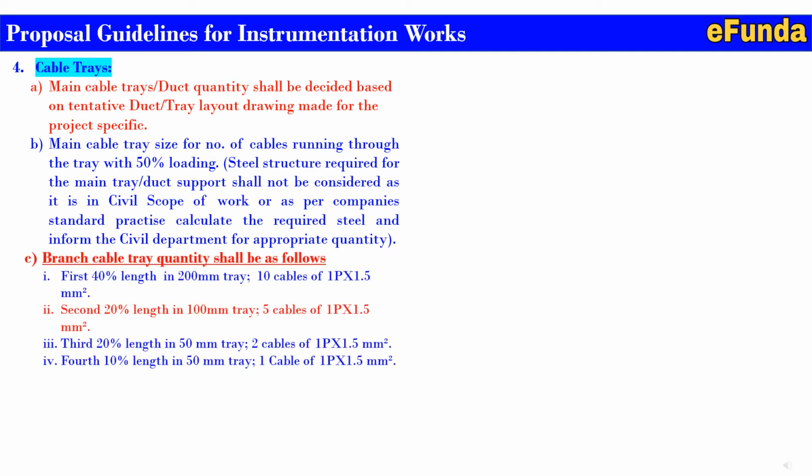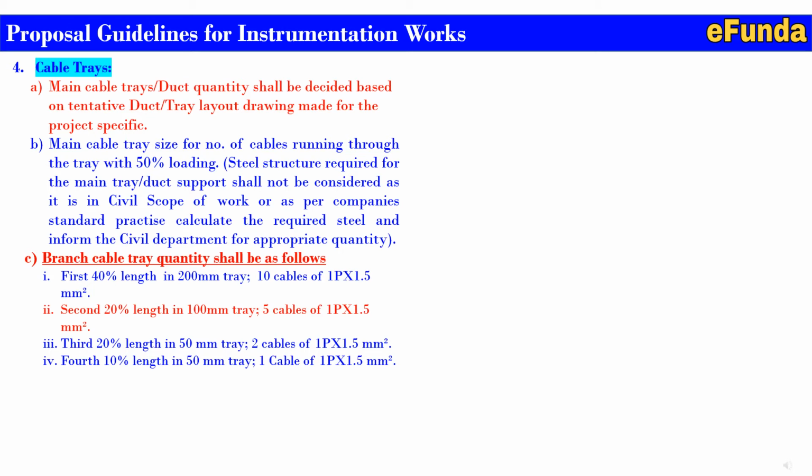C is the branch cable tray quantity, which shall be as follows. First, 40% length shall be in 200 mm tray, that means 10 cables of one pair into 1.5 square mm. Second, the next 20% length in 100 mm tray, that is 5 cables of one pair into 1.5 square mm. Third, the next 20% length in 50 mm tray, that is 2 cables of one pair 1.5 square mm. Fourth, the 10% length in 50 mm tray, that is one cable of one pair into 1.5 square mm.